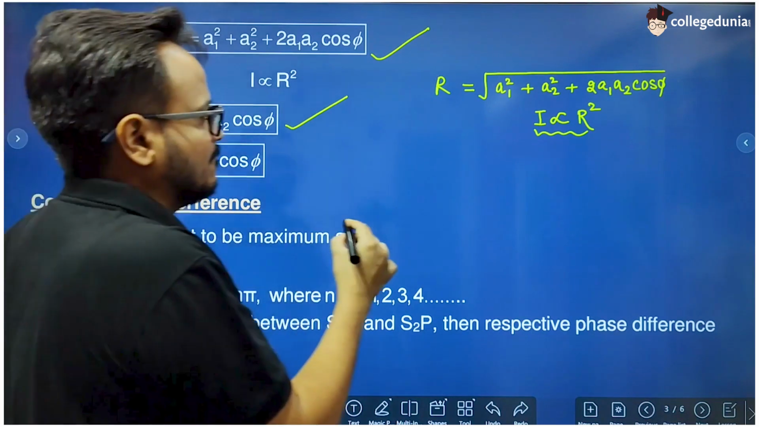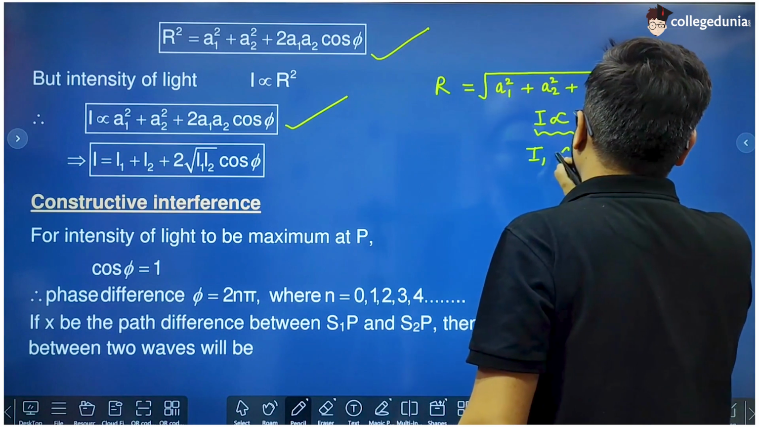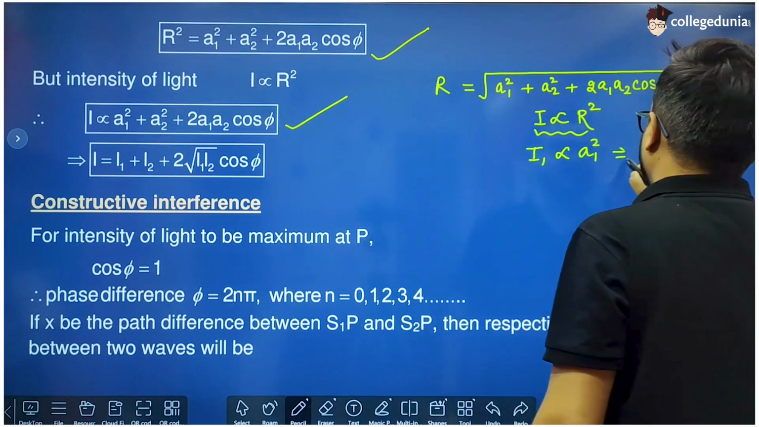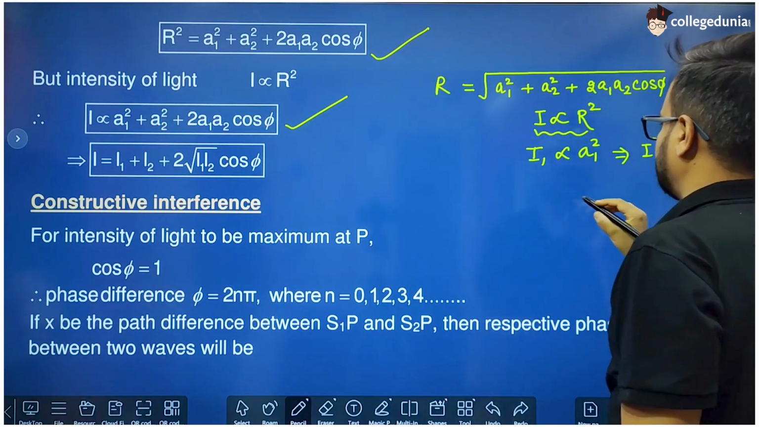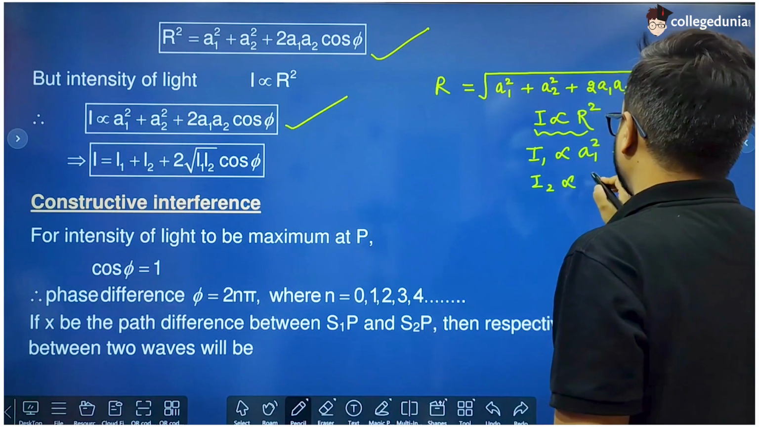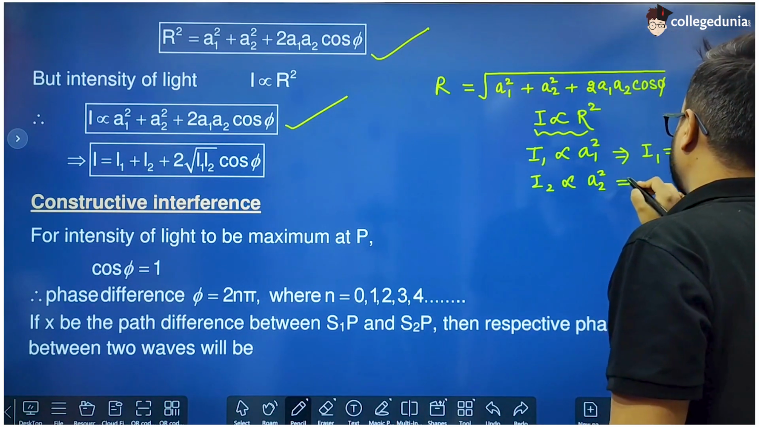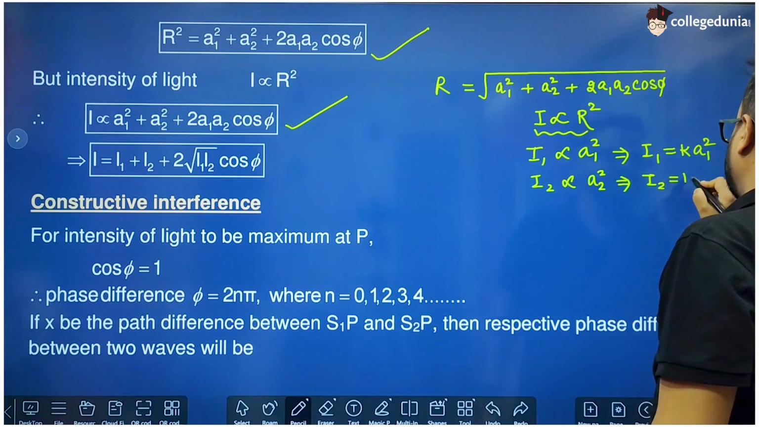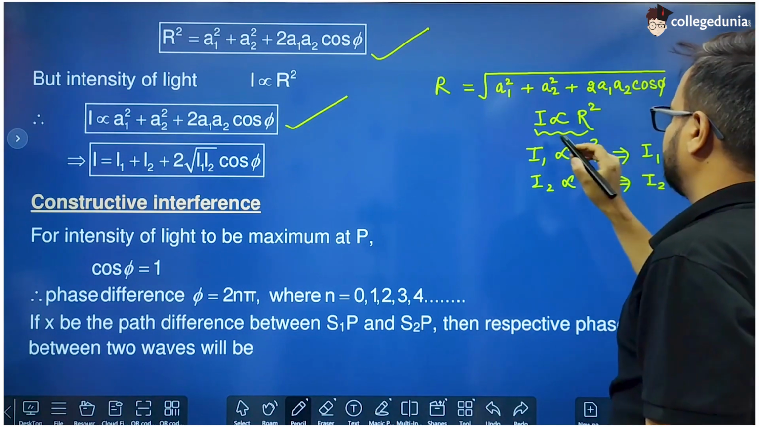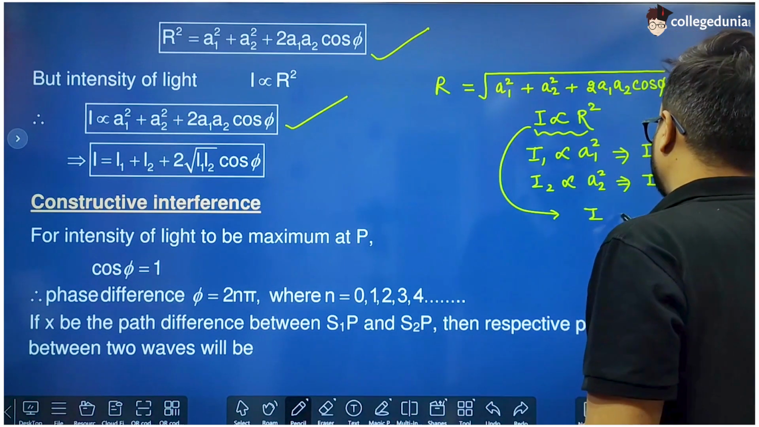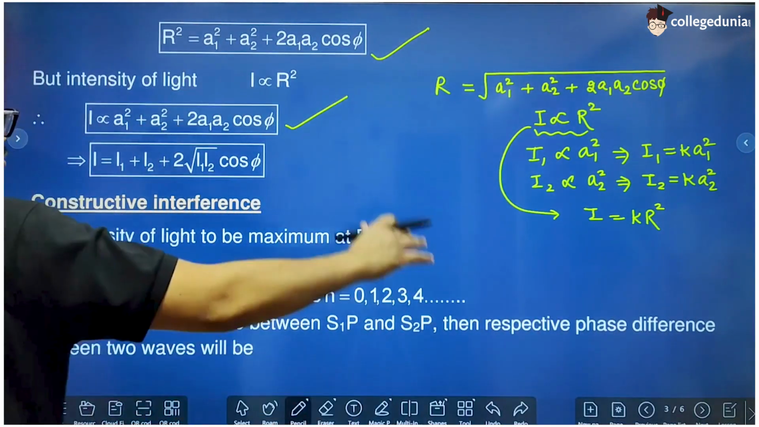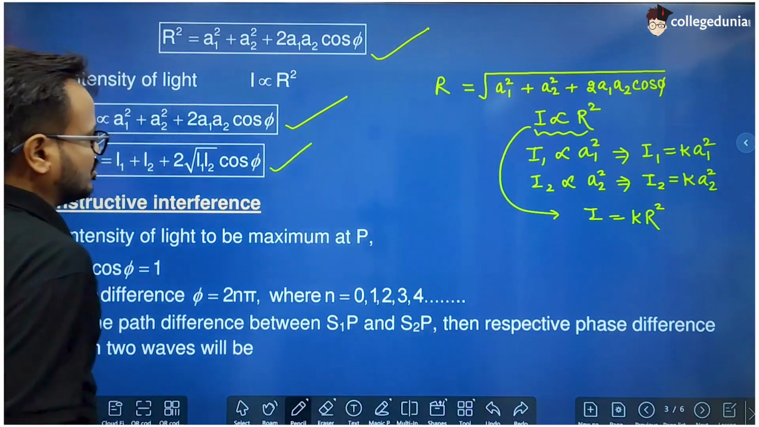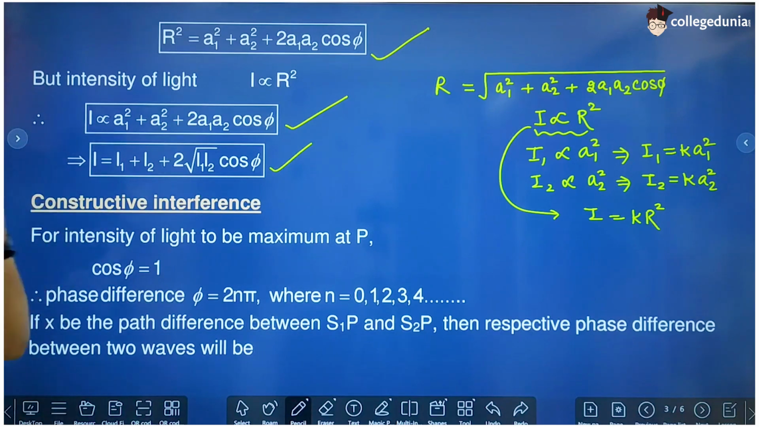And since the intensity of the first wave depends on A1 square, we can write I1 is proportional to A1 square; removing the proportionality sign and applying a constant, I1 is K A1 square. I2 is proportional to A2 square, so I2 is K A2 square, and this I is K R square. So if you substitute all those values, you are going to get this. This is the formula of the resultant intensity, based on the intensities of the individual waves.